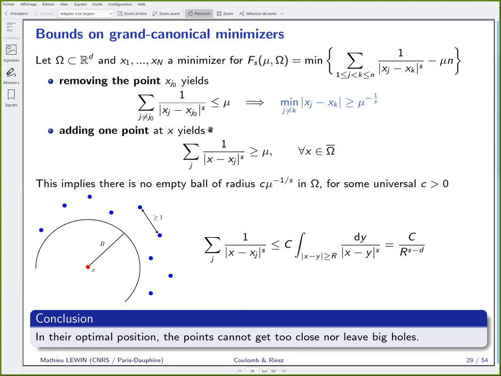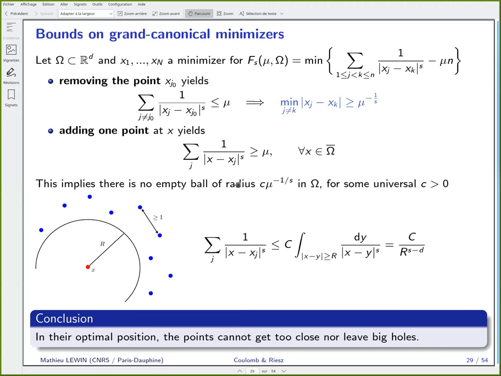Now you can also add one point. So let me add one point at some x, somewhere in omega. And then if you write what it means, you will see that this tells me that this sum must go up at least by mu. So now this gives me a lower bound on the potential which is generated by this point. What's the consequence of this bound?